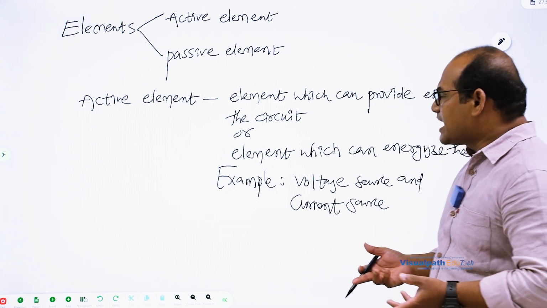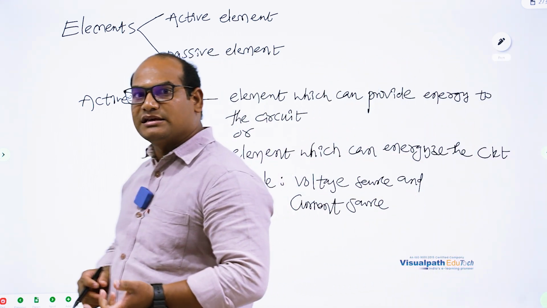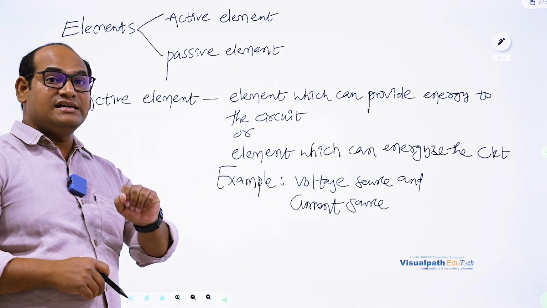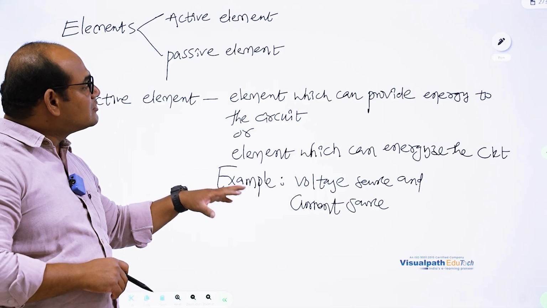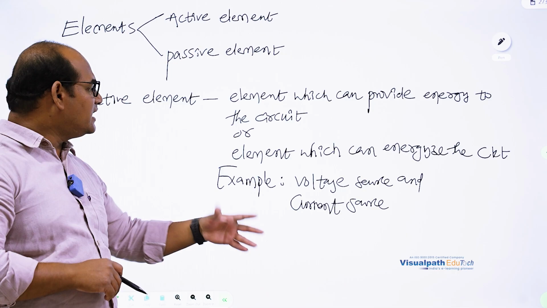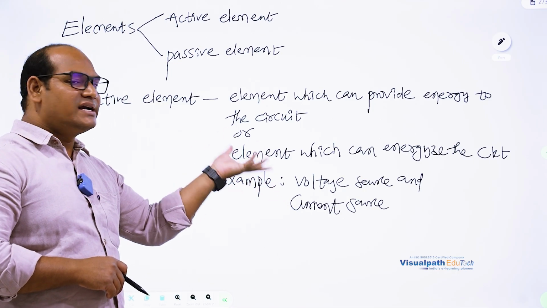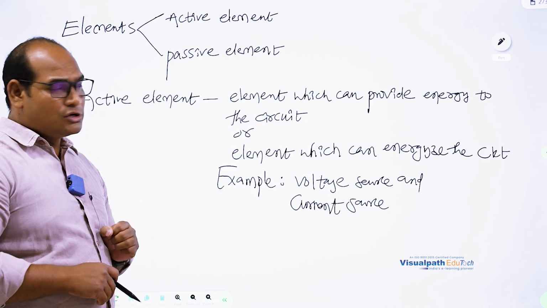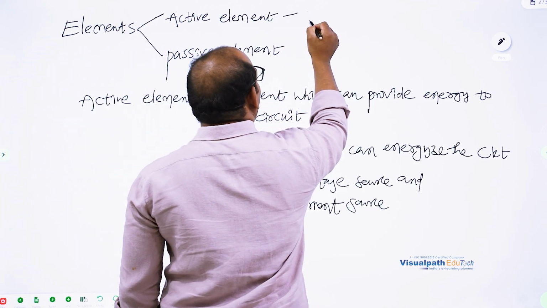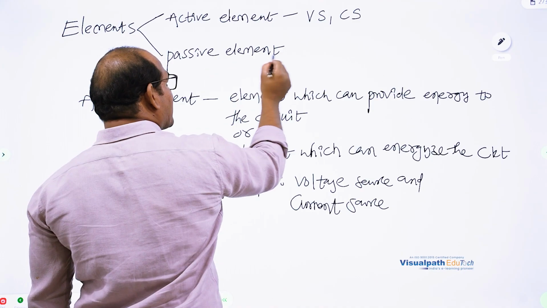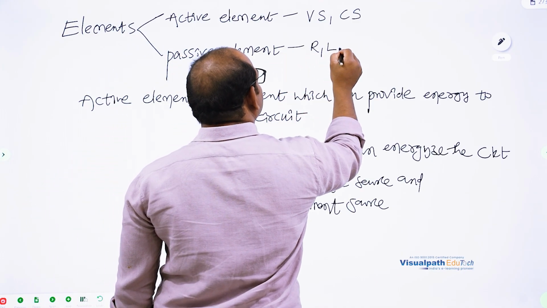Okay, in the circuit you may have resistors, inductors, capacitors. All those passive elements, actually RLC, are called passive elements. All those passive elements can be energized by the voltage source and current source. That's why voltage source and current source can be treated as active elements. So generally, what can we tell? Active elements are voltage source and current source, and passive elements are nothing but RLC.